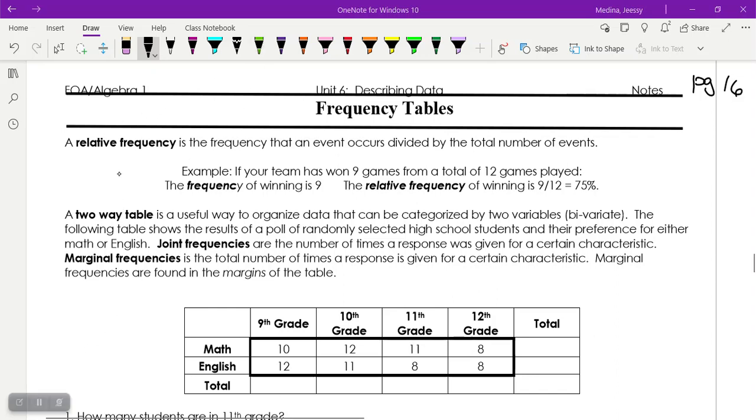Today we're talking about frequency tables, okay? Frequency is how often something happens. A frequency table, and then we're also going to make relative frequency. So this one would be a frequency table right here.